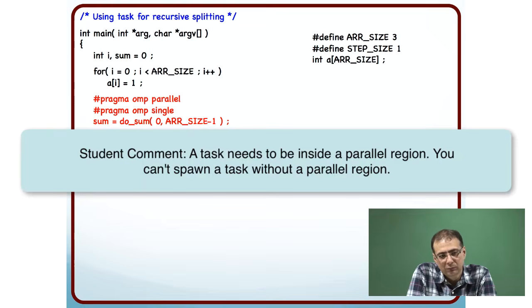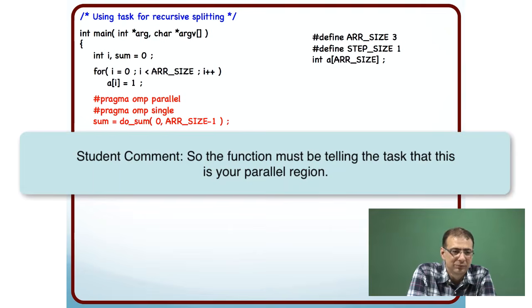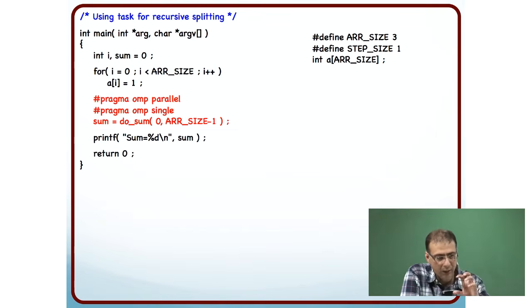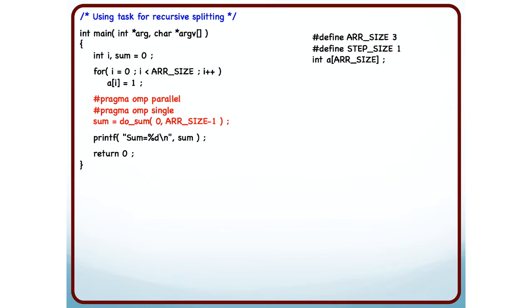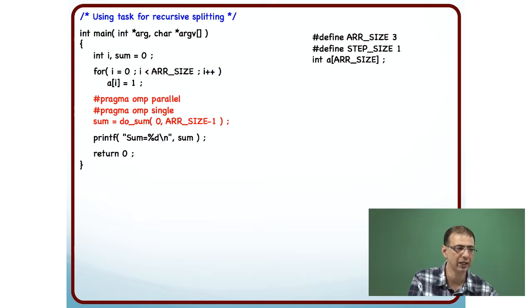A task needs to be inside a parallel. Yeah. You can't spawn a task without a parallel. So then the function must be telling the task, okay, this is a parallel. That is something done at runtime. I mean, the compiler is going to replace that code with something that may be accessing variables that were initialized at the time the parallel region started and so on. So you will run into trouble if you call that function from outside a parallel region. But that will be a runtime error, not a compile time bug.